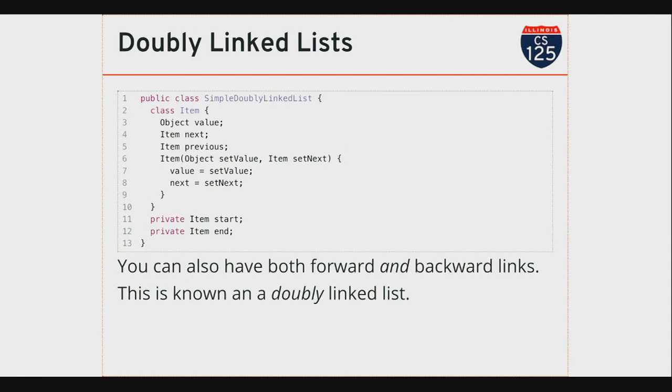But I can also add another reference to each item to the previous item, okay? This is something that's sometimes known as a doubly linked list. So in this model, every item knows not only what the next item is in the list, but it also knows what the previous item is in the list. This allows me to do a couple of nice things. The first thing it allows me to do is traverse the list in either order.